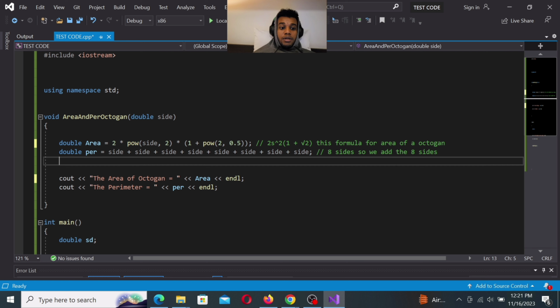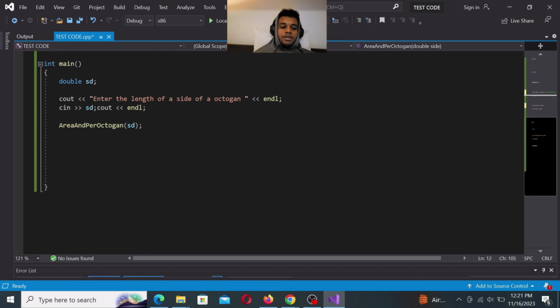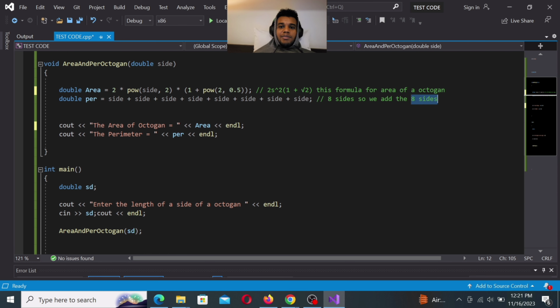And then for the perimeter, we just add up all 8 sides, which is side plus side plus side plus side, 8 times. Then here we're going to be console outputting the area of the octagon will be area. And here we're also going to be console outputting the perimeter is going to be per. I like calling these per.